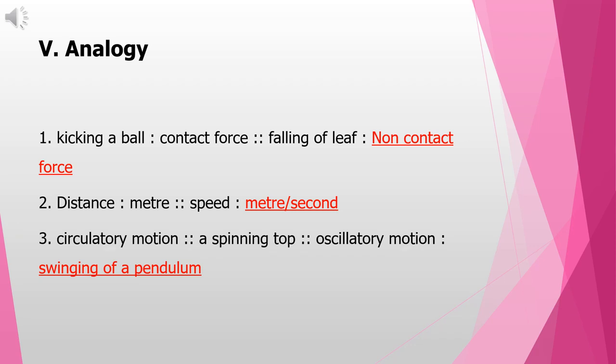Question number 2. Distance, meter. Speed, dash. The unit for distance is meter. The unit for speed is meter per second. Question number 3. Circulatory motion, a spinning top. Oscillatory motion, dash. Spinning top moves around in a circular path. Oscillatory motion, the movement is to and fro. Example for oscillatory motion is swinging of a pendulum.